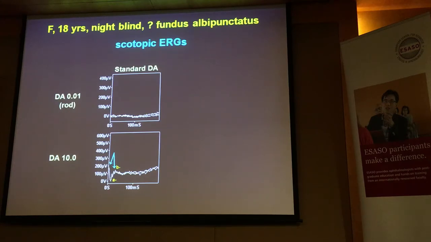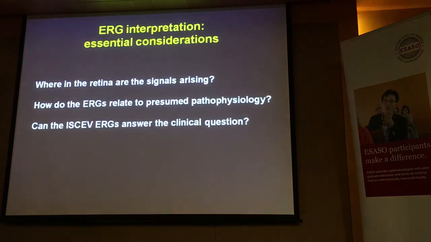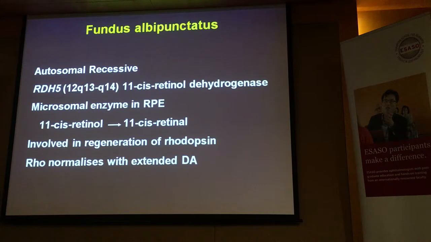So, we have to go back to basics. We know that we have to look at the signals and the signal origins. We know that we have to look at the disease, so we can work out the signal origins, which we will do shortly. But what do we know about the disease? Well, fundus albipunctatus is well characterized.